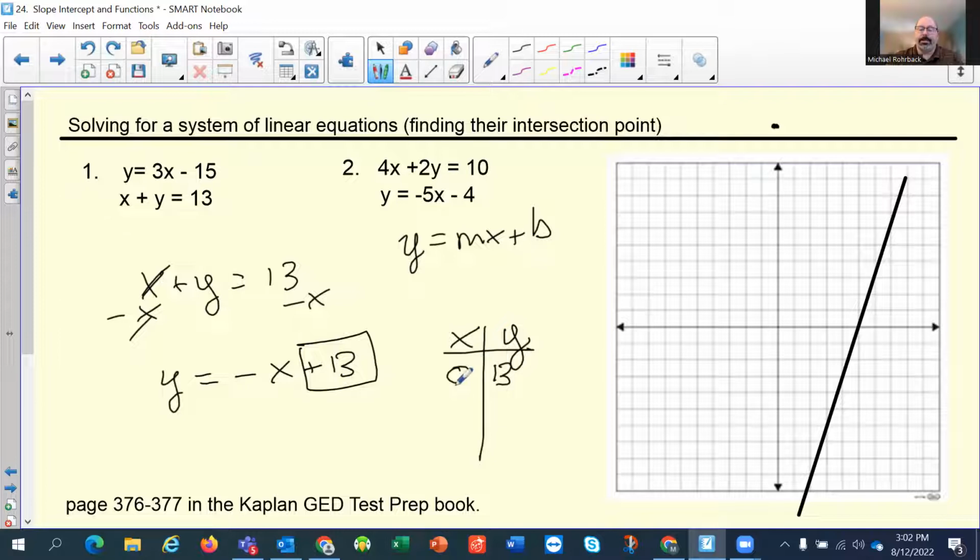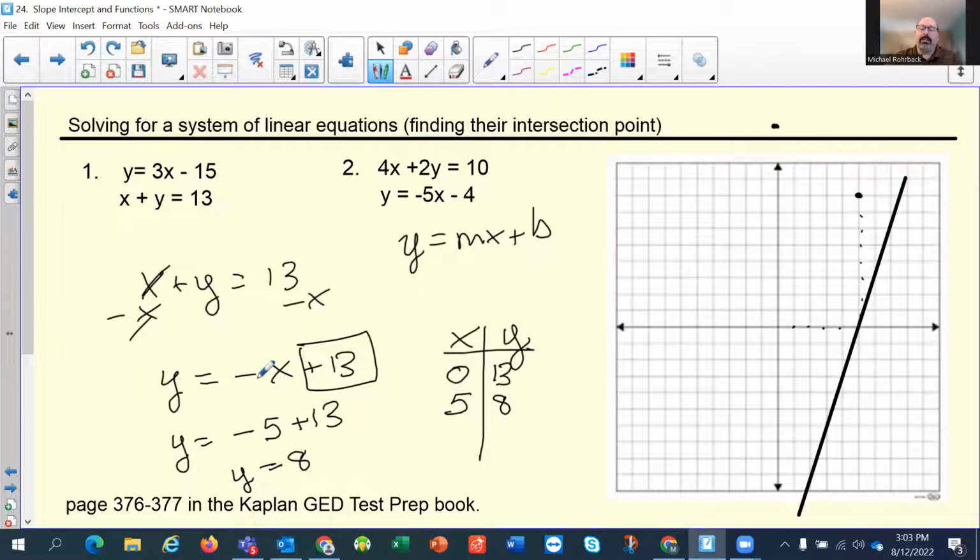Let's throw in 5. So if we put in a 5, then we have y equals negative 5 plus 13. So y equals, go ahead and get it, negative 5 plus 13. Y is going to equal 8. So we go 5, 8. So 1, 2, 3, 4, 5 on the x, 1, 2, 3, 4, 5, 6, 7, 8 on the y. And there's a point. So we know there's a point up here and the point here.